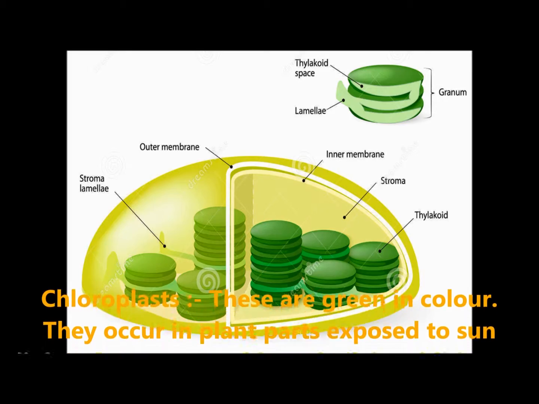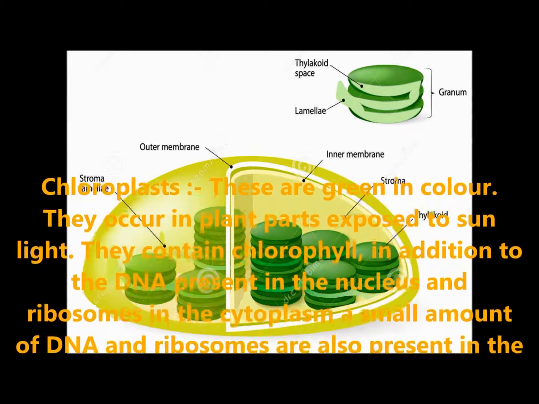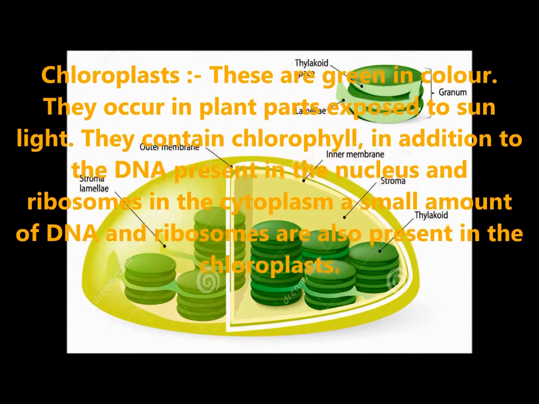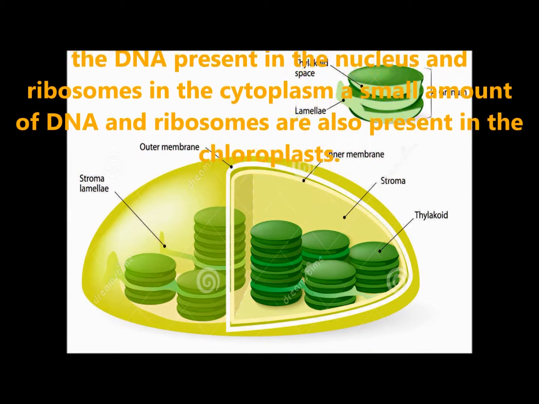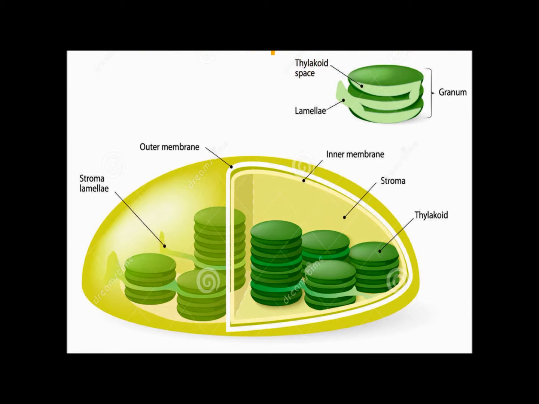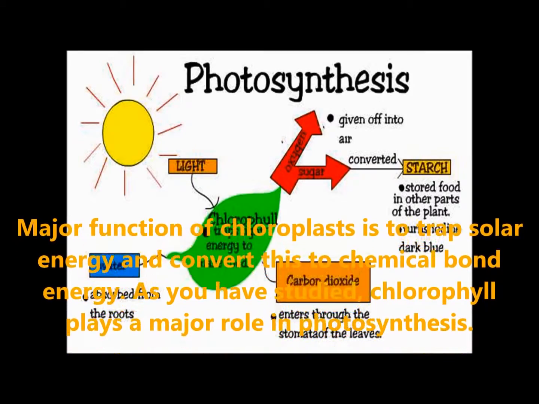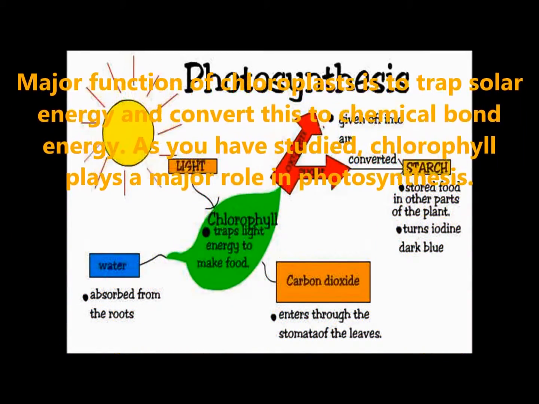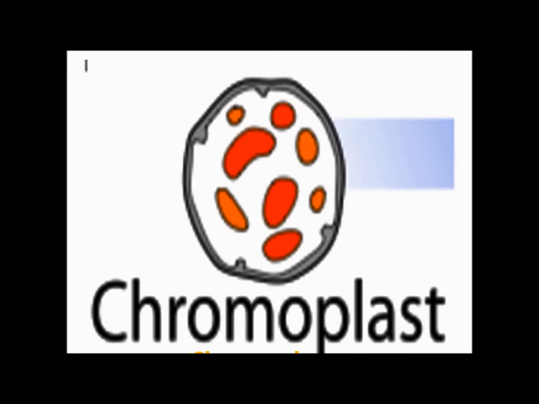Chloroplast. These are green in color. They occur in plant parts exposed to sunlight. They contain chlorophyll. In addition, DNA present in the nucleus and ribosomes in the cytoplasm, a small amount of DNA and ribosomes are also present in the chloroplast. A major function of chloroplast is to trap solar energy and convert this to chemical food energy. As you have studied, chlorophyll plays a major role in photosynthesis.